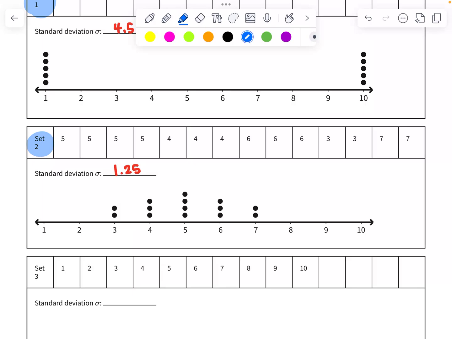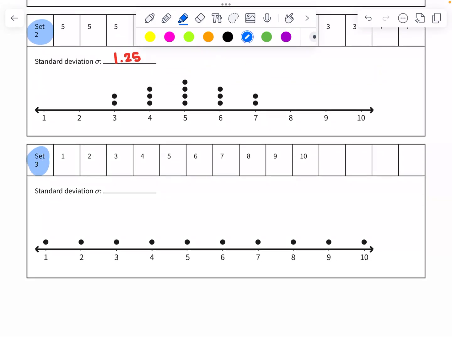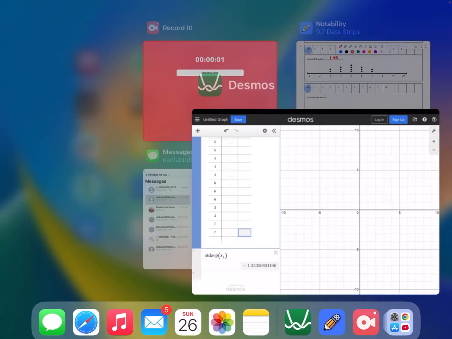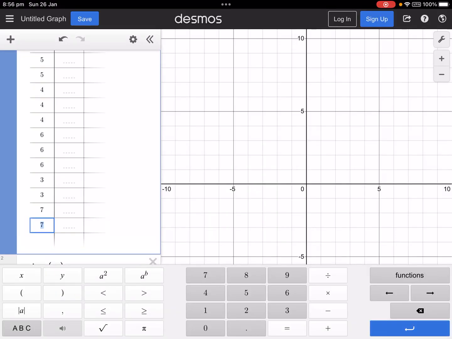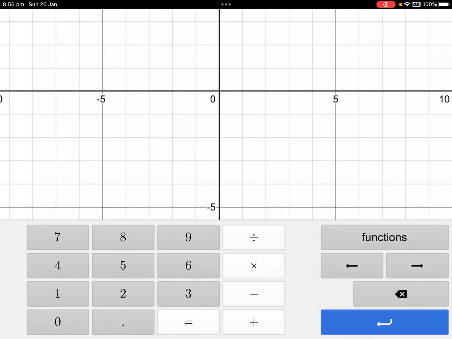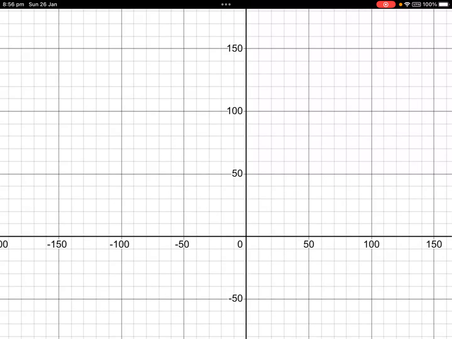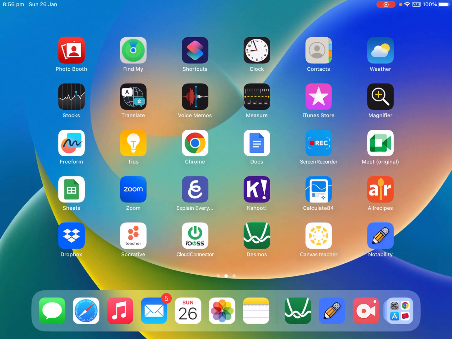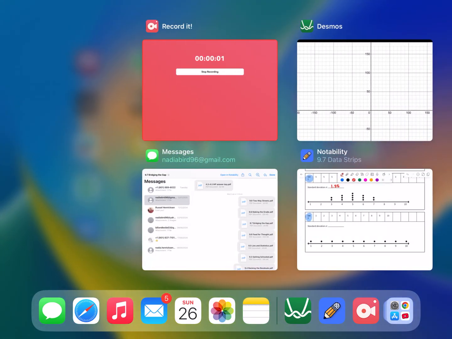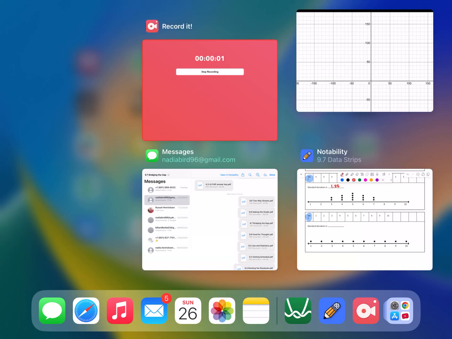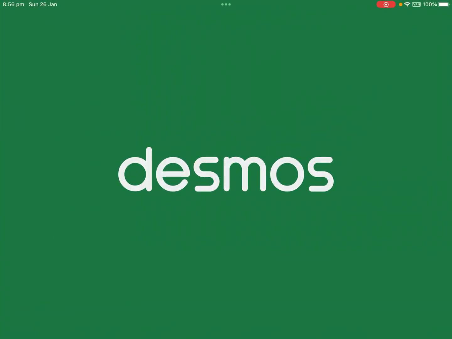So for set 3, we'll go back to Desmos and we'll do the same thing. We will delete our X values and put our next one. Okay, I think I need to open Desmos again because I zoomed in too far. Okay, this is our third data set right there.